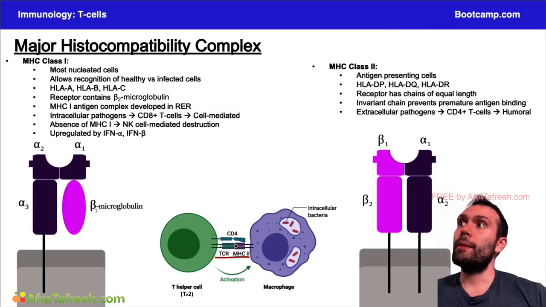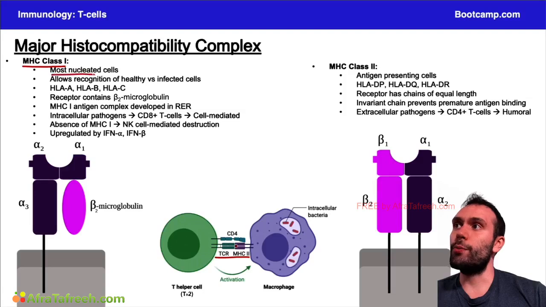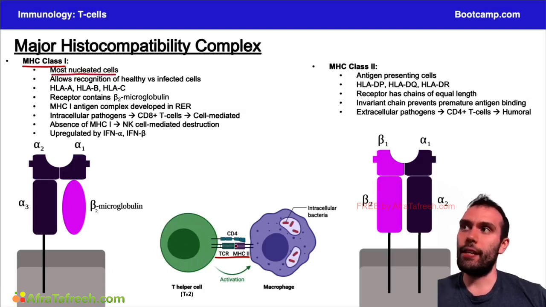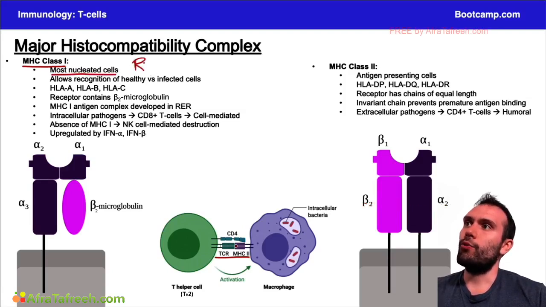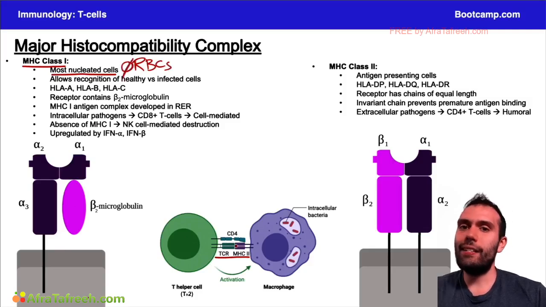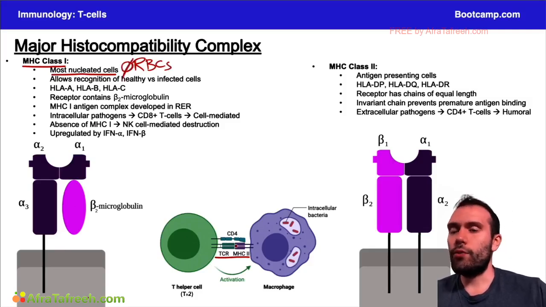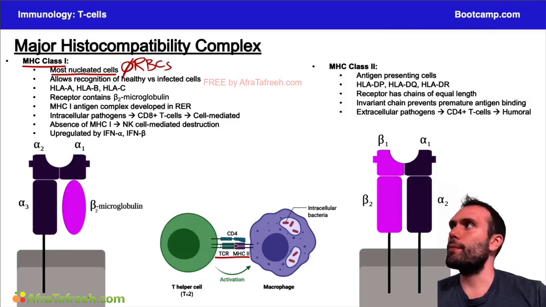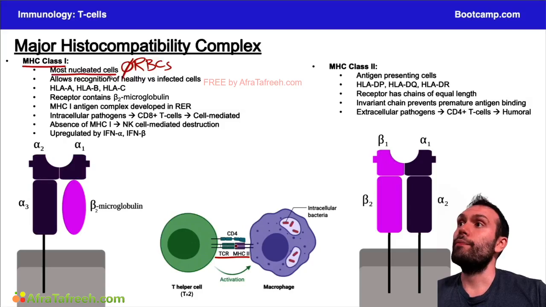Now, when we're talking about class 1 MHC, we're talking about the standard MHC receptor. That's how I remember it. Class 1 is your baseline MHC receptor. It's going to be on almost all of your cells, particularly most nucleated cells. So remember, when we say nucleated cells, we're not talking about red blood cells, right? Red blood cells will not have MHC1 because they're not nucleated. Okay, so this has repercussions down the road when we talk about some of the pathology, but that's just something to keep in mind.